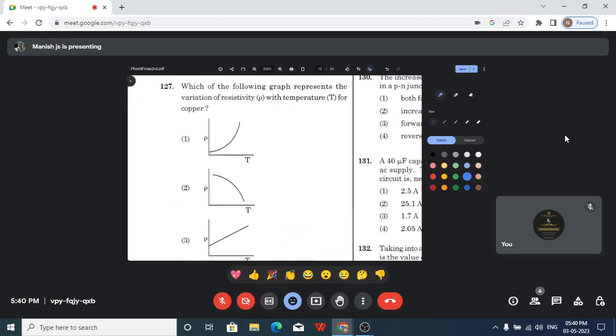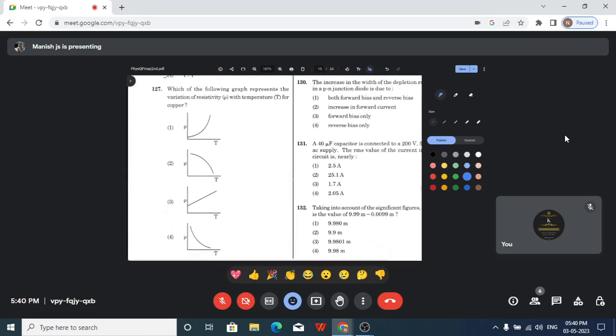Question number 127. You have a graph here. Which of the following graphs represents the variation of resistivity with temperature T? So resistivity rho and temperature T for copper. So what is going to happen for the corresponding graphs? You know that copper is what? Is it a conductor, semiconductor, or an insulator? First, we will have to identify that.